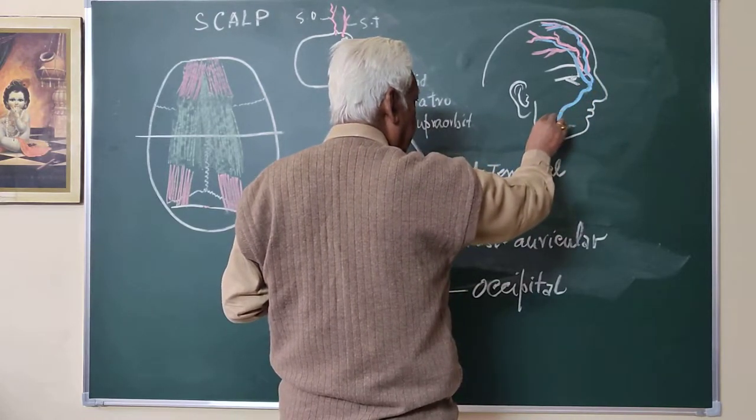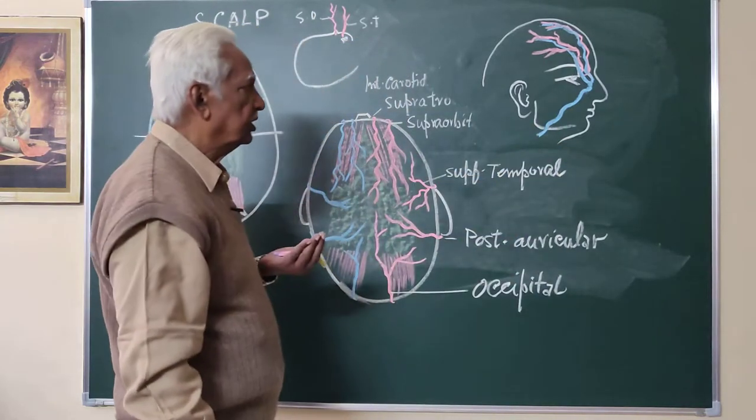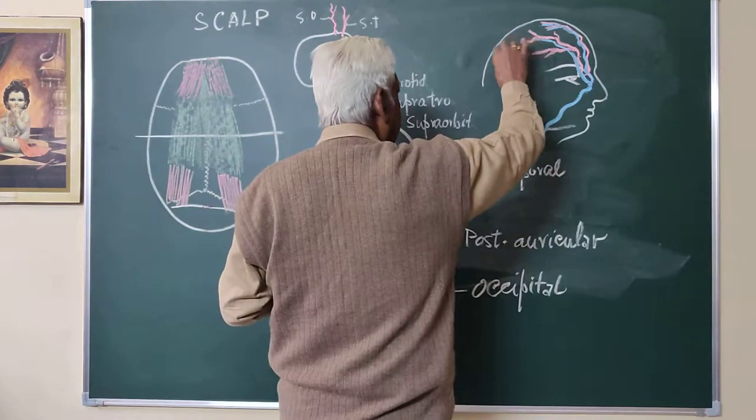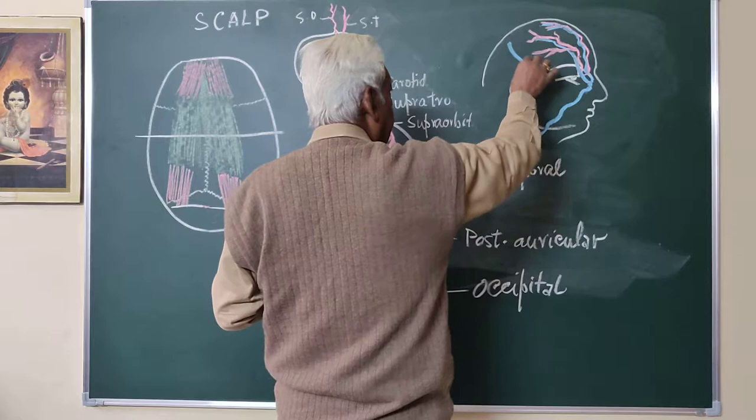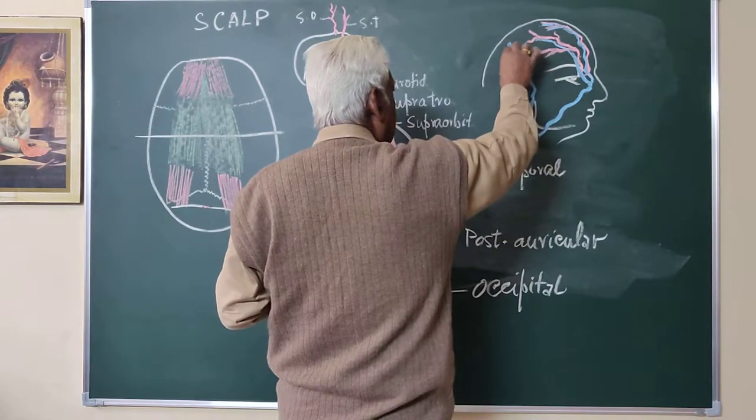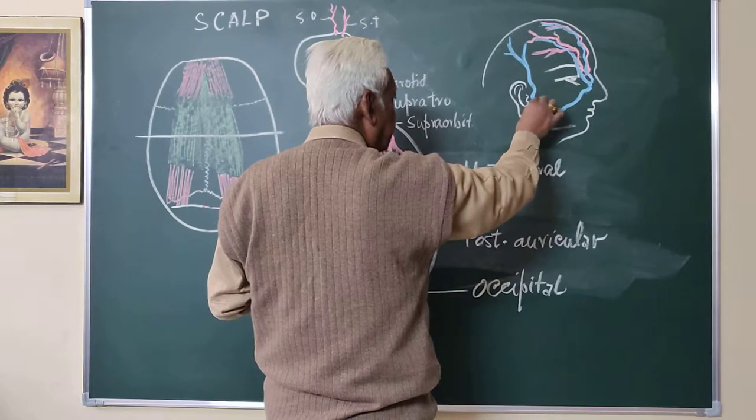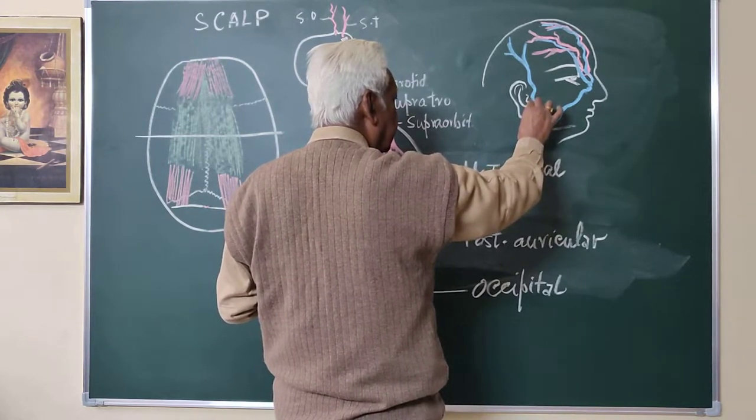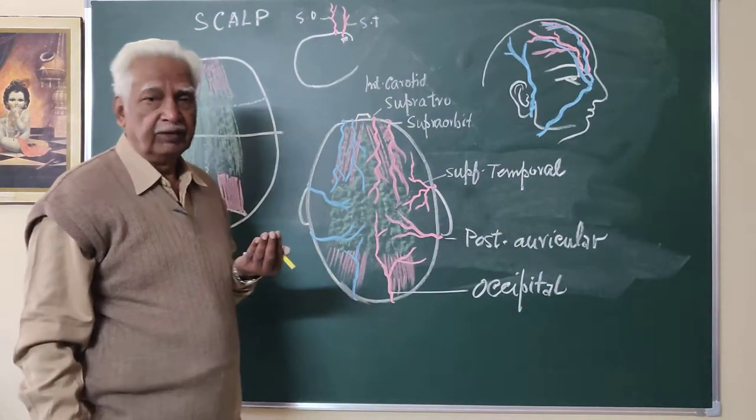This vein will come here and will cross the mandible to reach this portion. The superficial temporal vein will be somewhere here. Now the superficial temporal vein also is very important because this joins with a deep vein which is coming deep to the mandible, and is the maxillary vein.